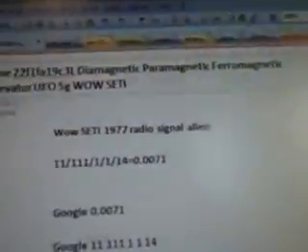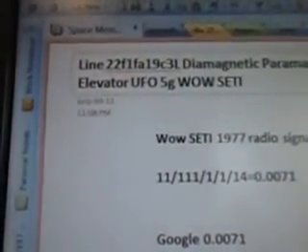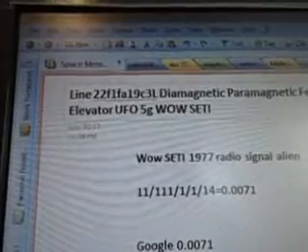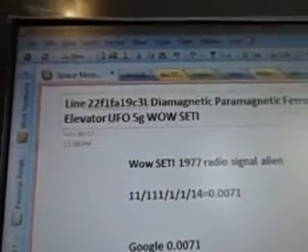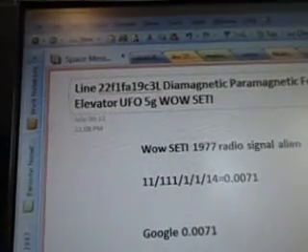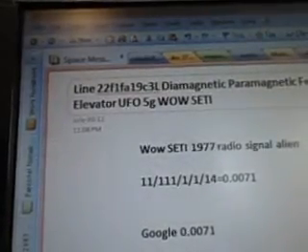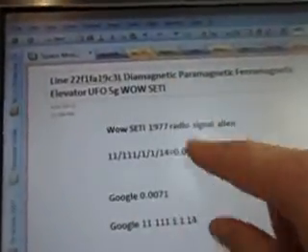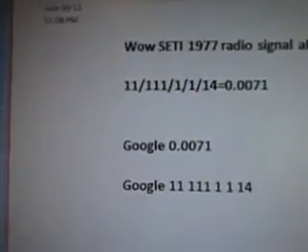So part 284C3L, line 22f1fa19c3L, diamagnetic, paramagnetic, ferromagnetic elevator. So we're talking about the space elevator here, for the UFO or spaceship 5G Wow Seti. Okay, so that's the title of it. I would have put space elevator, but it would have taken up too much room for the title. So there's the alien radio signal there.